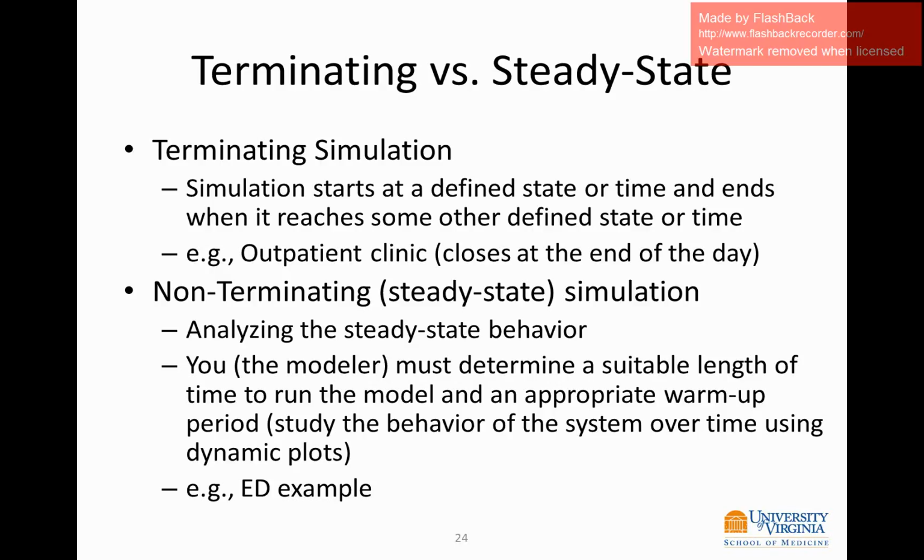You can study the behavior of the system over time using dynamic plots, so knowing, for example, the average length of time patients spend waiting after one entity versus after 10 entities, after 100 entities, and looking at how that changes over time. Then you only start collecting the characteristics of your system once the warm-up period that you determined has elapsed. One example of a steady-state system that we talk about a lot is an ED. The emergency department never closes, so there's no real start and stop time for that system.